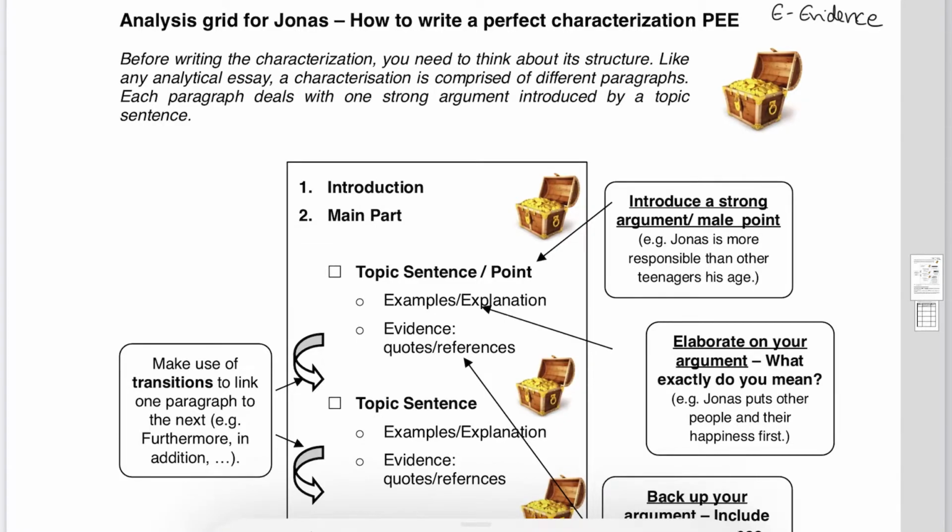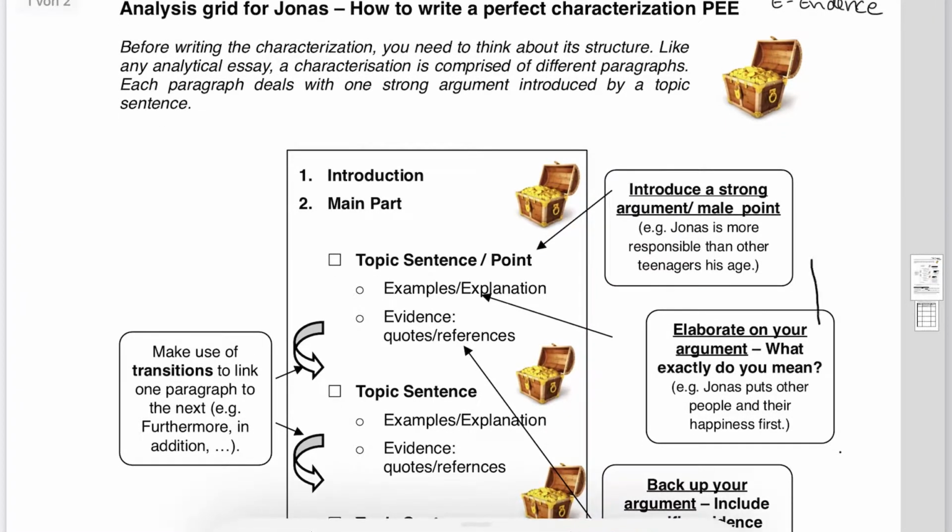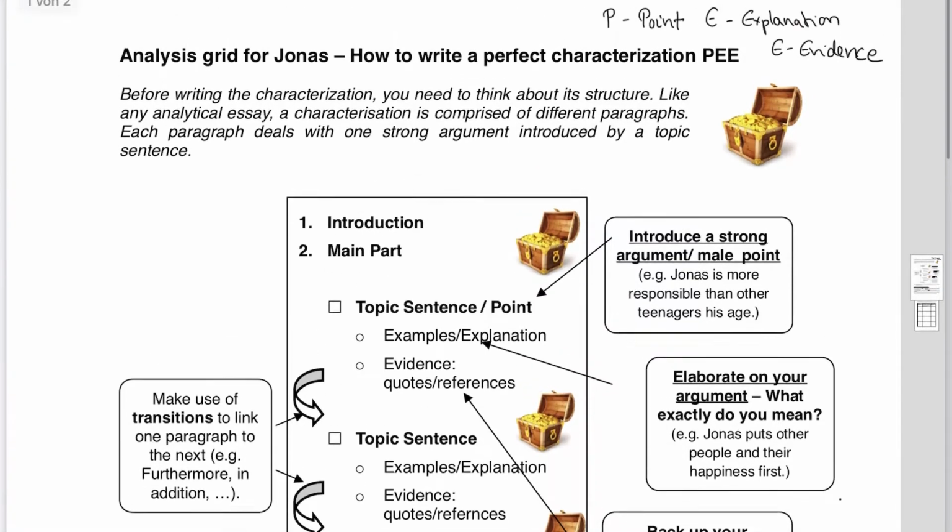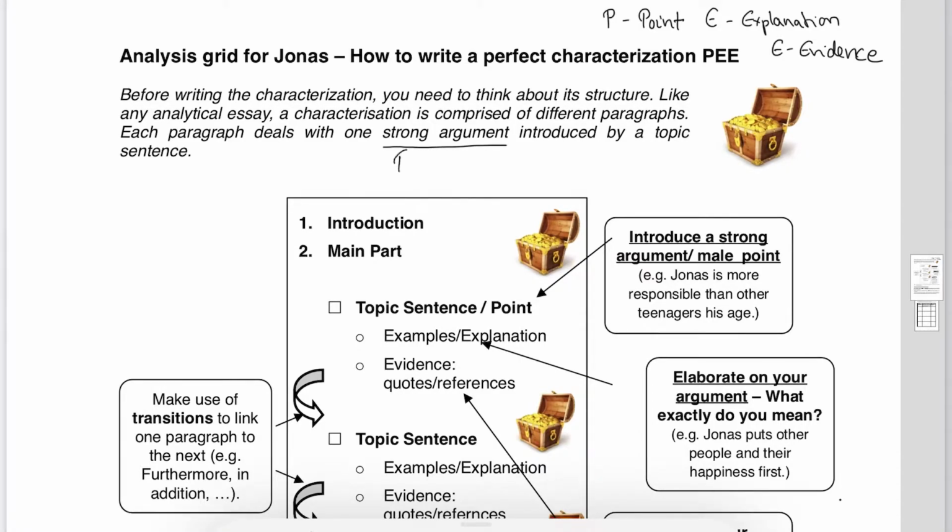It says before writing the characterization, you need to think about its structure. Like an analytical essay, a characterization is comprised of different paragraphs. Each paragraph deals with one strong argument introduced by its topic sentence. Now, this strong argument is what I've called the point here at the top. This is the strong argument. The point, you're making a point. Ihr macht eine Aussage.